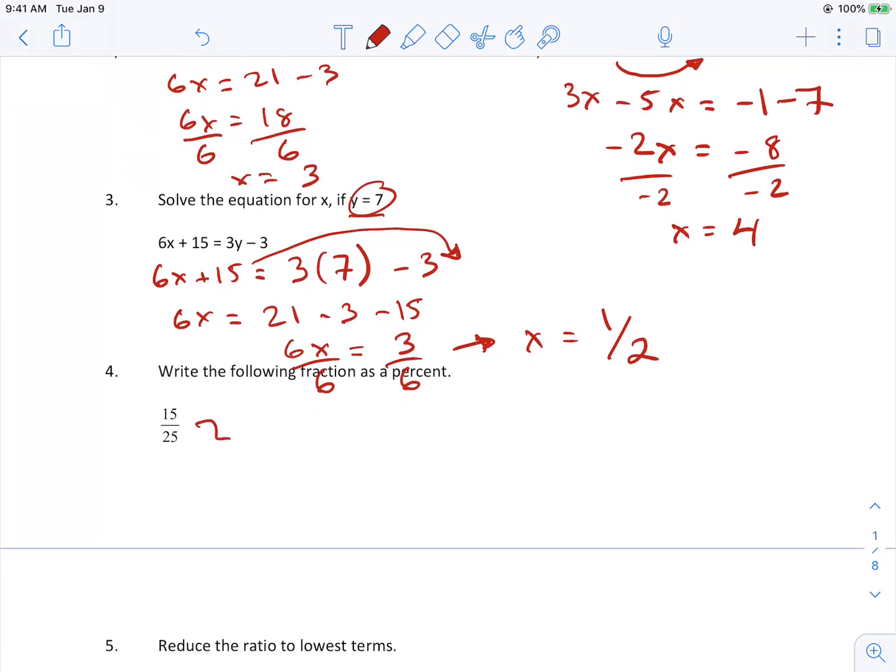Write the following fraction as a percent. Now this is nice and easy. What you're going to do on your calculator is go 15 divided by 25. That's going to give you 0.6. Now what you want to do is multiply that by 100%. So just multiply it by 100, and that is going to give you 60%.